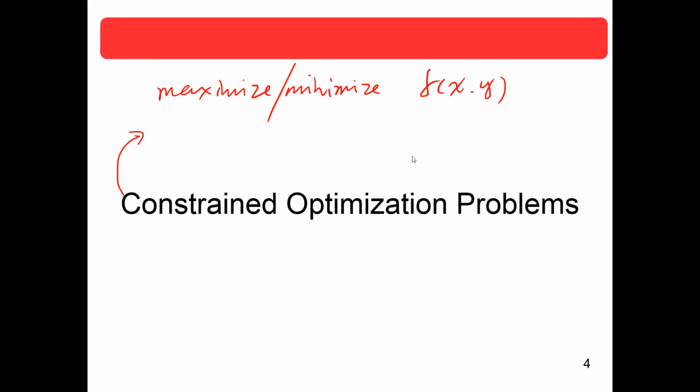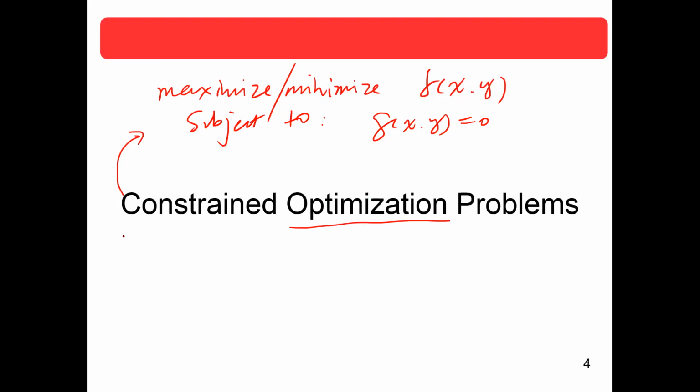A constrained optimization problem would have a general format. You are either maximizing or minimizing a certain function, right? Maximizing or minimizing, optimization. Subject to a certain condition. So f of x y subject to some condition g of x y equals 0. Is that clear, guys?